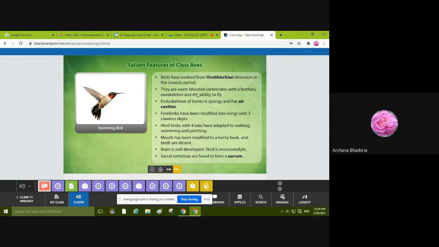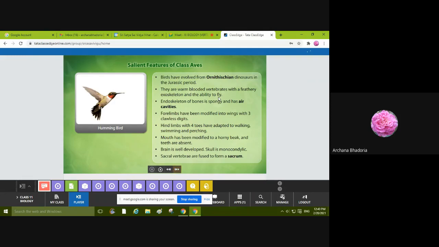They are warm-blooded. Now you find, all that we have seen so far were cold-blooded. Now you find that the animals have started maintaining their body temperature constant. Okay, so they are warm-blooded vertebrates with a feathery exoskeleton. So that you have already noted. And a very important feature, that is they have the ability to fly. Now, since they have the ability to fly, children, they are aerial. So now many modifications you will find in their body structure.